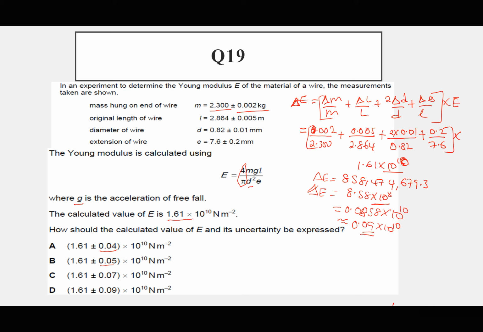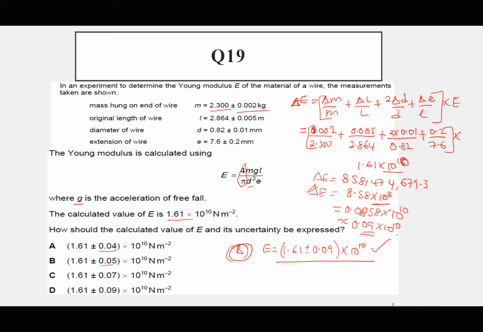Now these are 2 decimal places, therefore it makes sense that we shall write our true value as 1.61 plus or minus 0.09 times 10 power 10. So it means we shall write our value of E as (1.61 plus or minus 0.09) times 10 power 10. So this D would be the correct value. It would be the correct alternative for question 19. So I hope this is very clear.